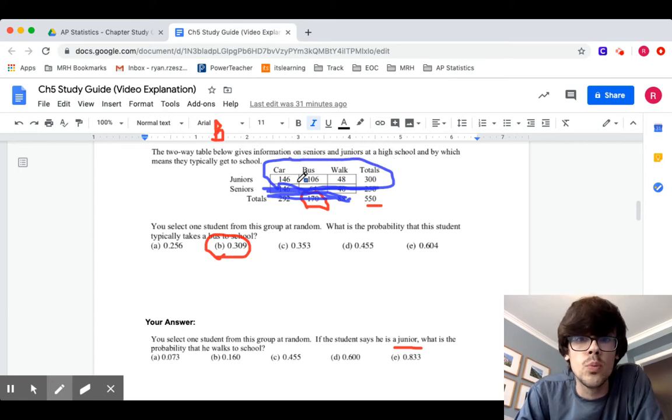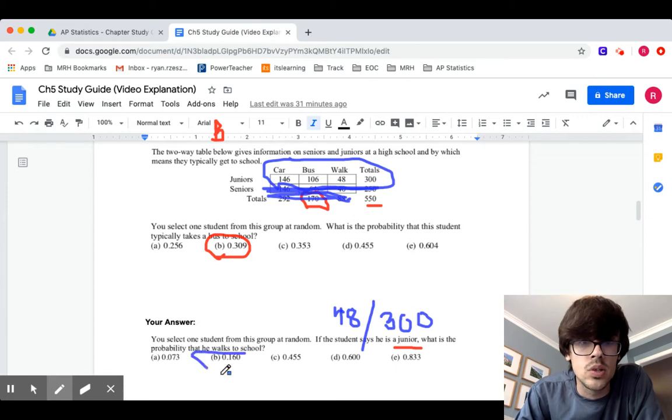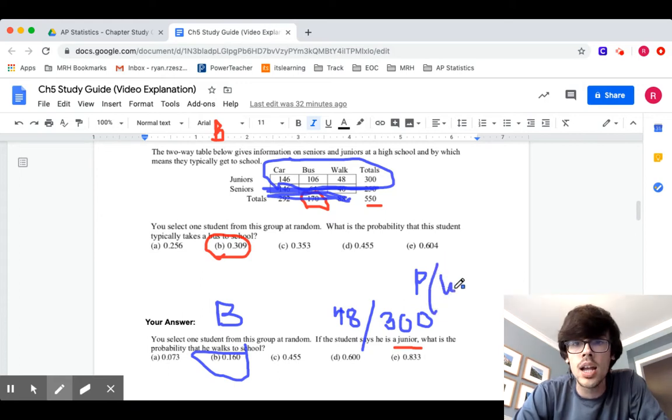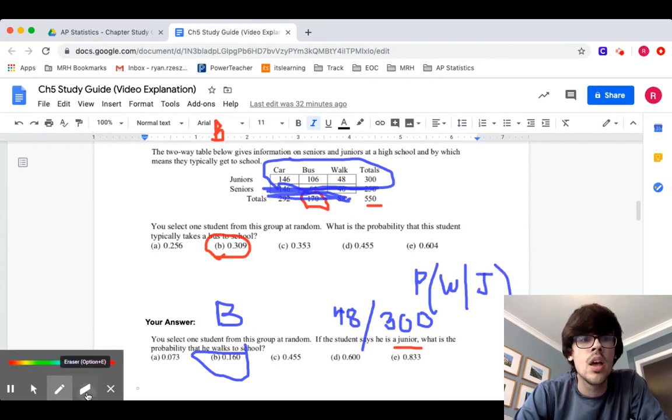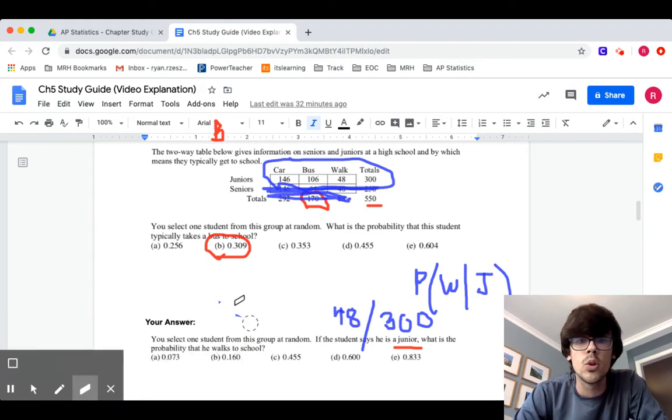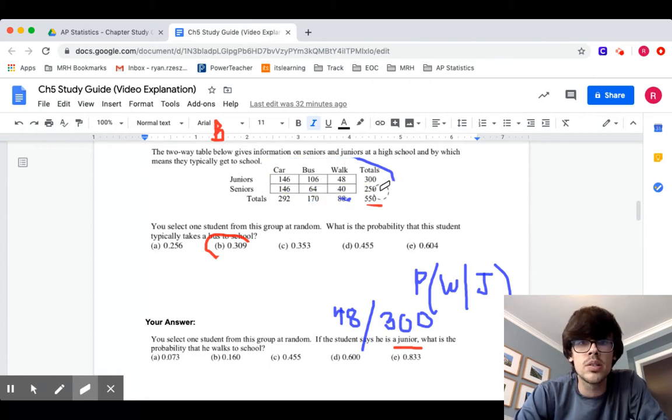Well, out of that group of juniors, the probability you walk to school is going to be 48 kids who walk out of the 300 juniors altogether. And if you divide 48 by 300, that's about 0.16, which is choice B. So that is an example of a conditional probability. Junior was given in the problem. So that was the probability that we just calculated of walk given that they're a junior. And the given symbol is that vertical bar like I drew right there. So that's also not terrible to do as long as you look at the right part of the table. We got one more question using the same table here.